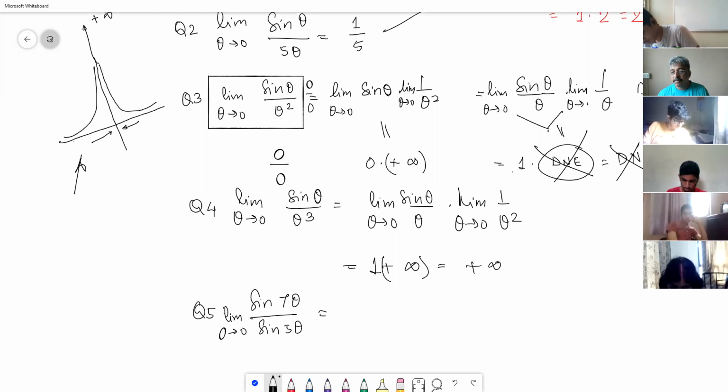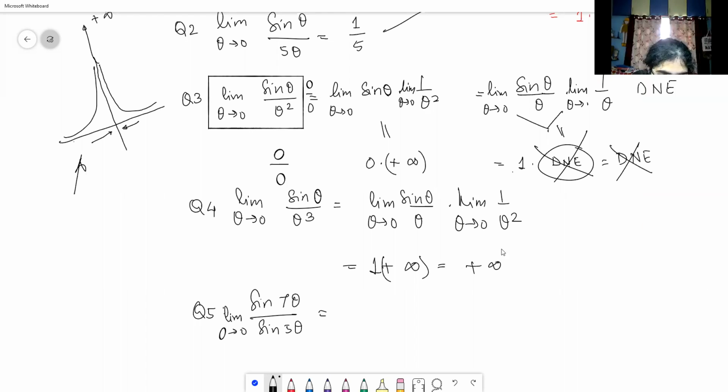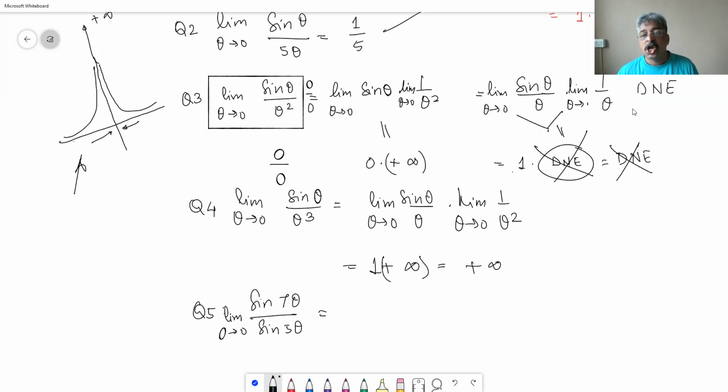Sir, but in the second way, we got 1 into limit of 1 by theta. In the second, yes? So, amongst the two ambiguities, we were trying to remove one. Therefore, we did it like this. So, at least this limit is 1. But then we failed to figure out what is the limit of this, and it was not existing. Therefore, we cannot predict the limit of this.